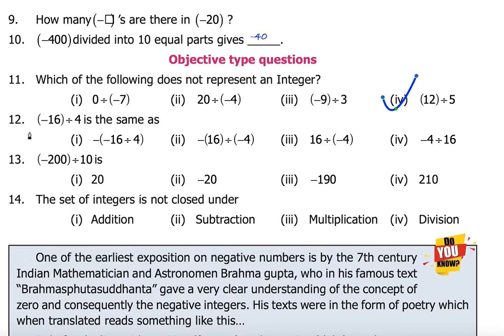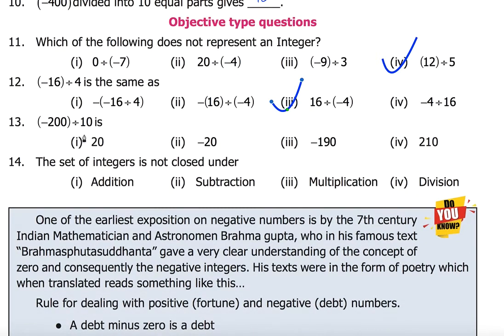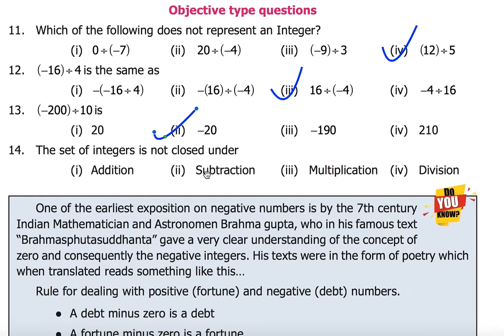Minus 200 by 10 is minus 20. The set of integers is not closed under division.